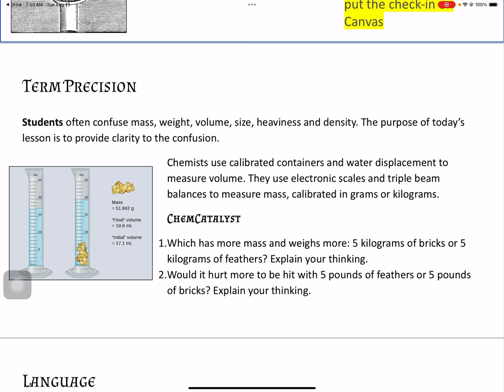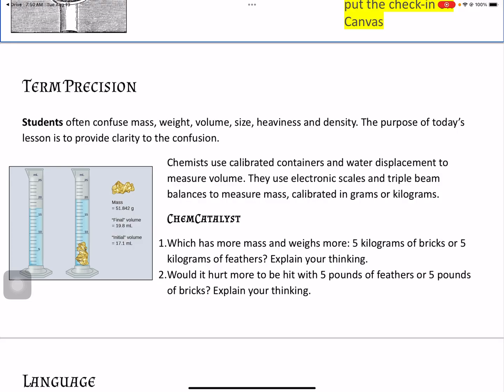Chemists use calibrated containers and water displacement to measure volume, and they use electronic scales and triple beam balances to measure mass that's calibrated in grams or kilograms. So you may think that scales are used to measure weight. They are, but in chemistry, we're actually using them to measure mass.